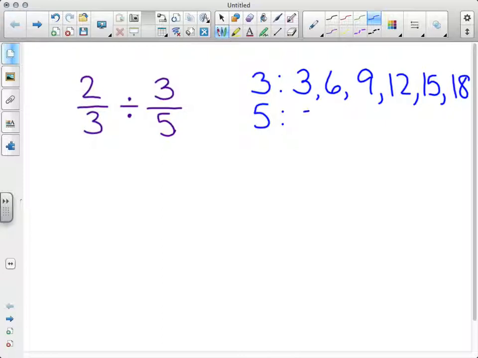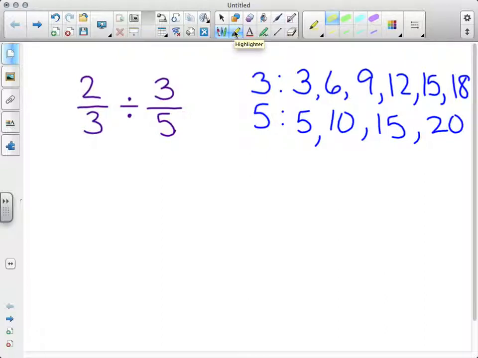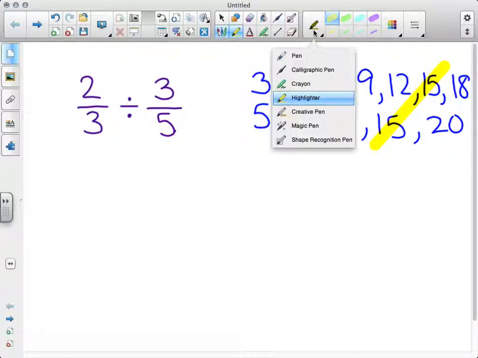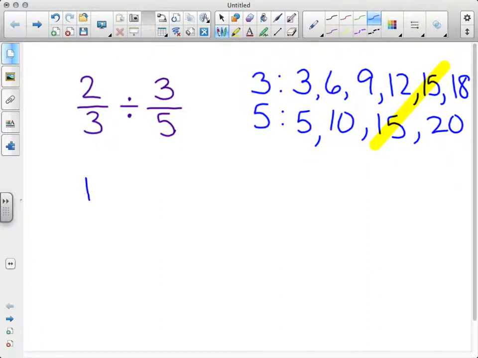And list multiples of 5, which are pretty easy too. 5, 10, 15, 20. Now we look at the multiples and we say, what do they have in common? Well, the lowest one I see is 15. So that's going to be our new denominator. So I'm going to rewrite these fractions with our new denominator. Since I want to write 2/3 with our new denominator of 15, 3 times 1, 2, 3, 4, 5 is 15.